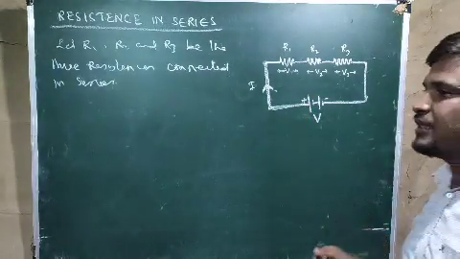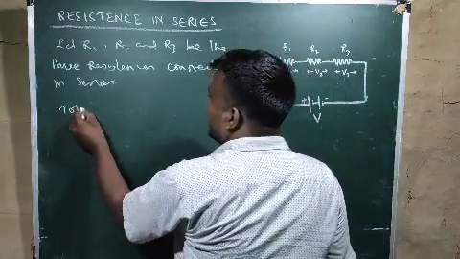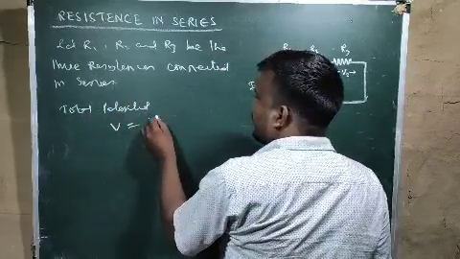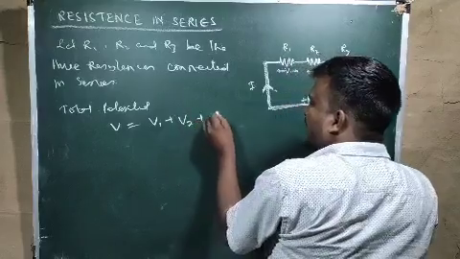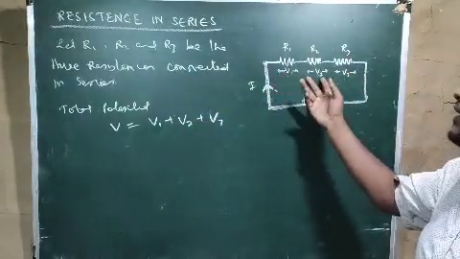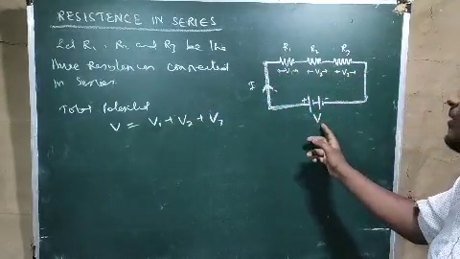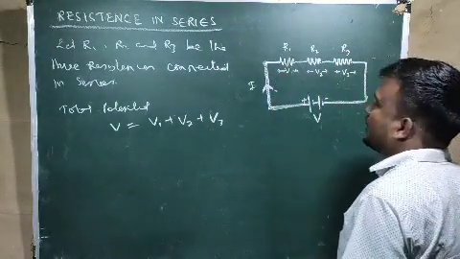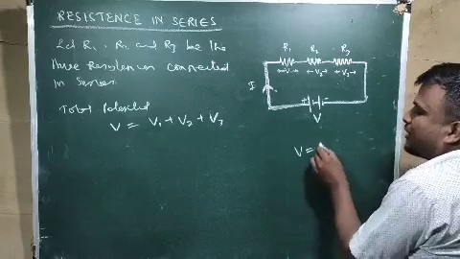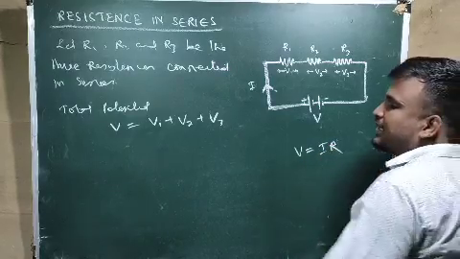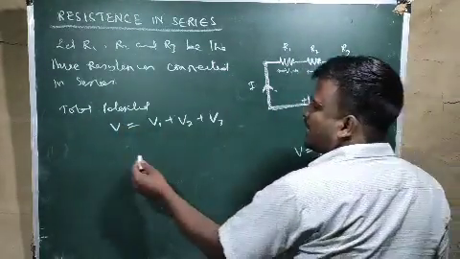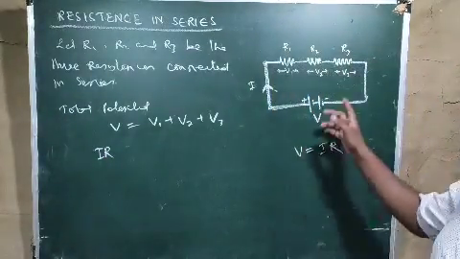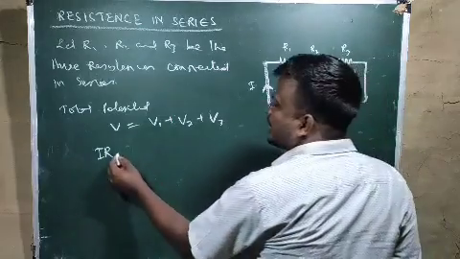So what will be the total potential? V equals V1 plus V2 plus V3, because this potential V only gets divided into V1, V2 and V3. If you add V1, V2 and V3, you will get V. Now according to Ohm's law, the total potential is given by V equal to IR. This is the total, and since these resistances are in series, in place of R we can write RS.